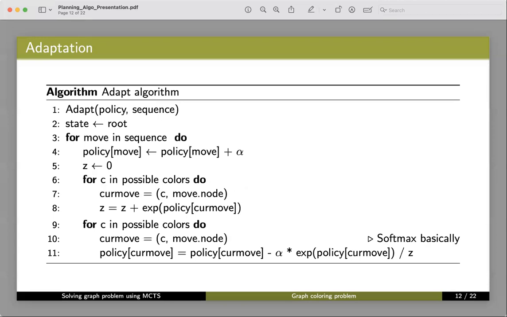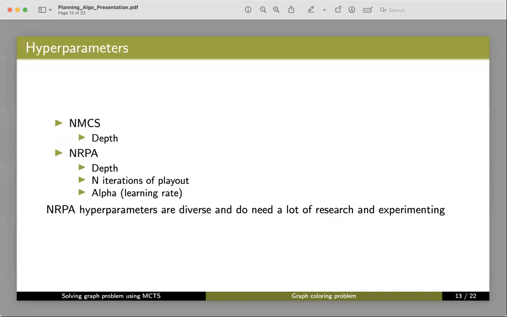So next, please. Comparing those two algorithms, we can check the number of hyperparameters. In NMC, the main hyperparameter is depth, and for NRPA there are several important ones: depth, number of iterations of playout, and the learning rate. So NRPA has quite a few hyperparameters and requires some kind of research.